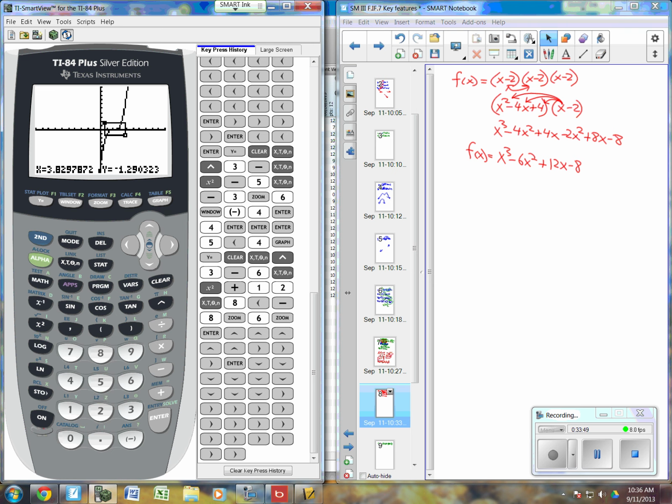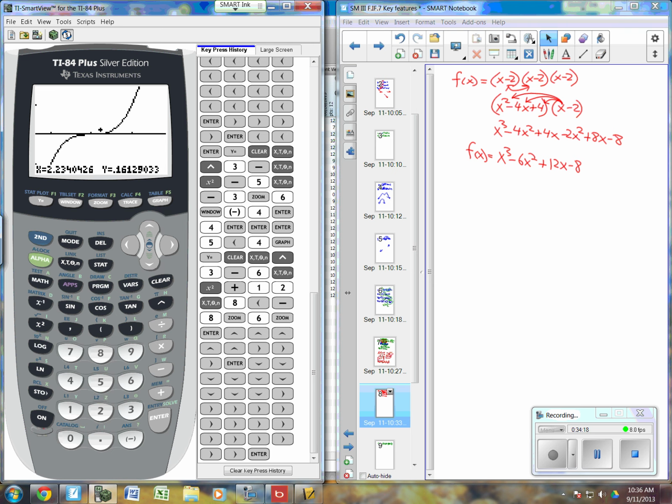Okay. You hit zoom box. Did you do that? Zoom, and then number 1 is box. Okay. Your cursor should be at 0, 0. You move it to one corner of your box, and then you hit enter, and you hit the up key or the down key, and then the right key or the left key. So you make your box. Hit enter, and it will zoom in on that area.